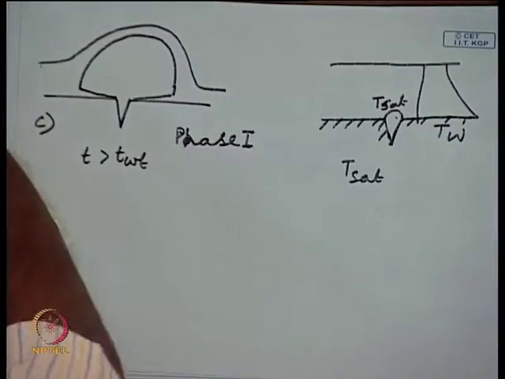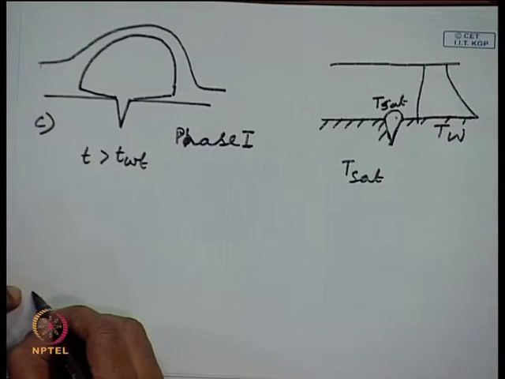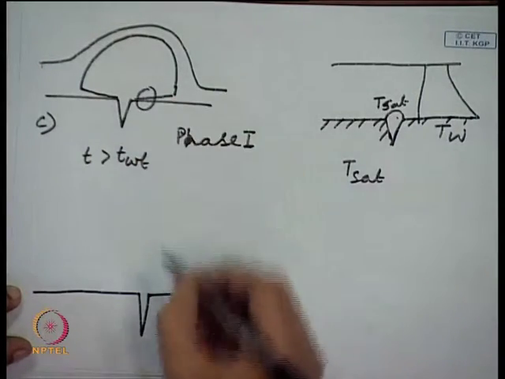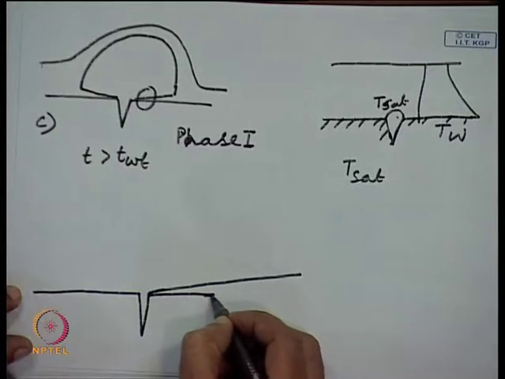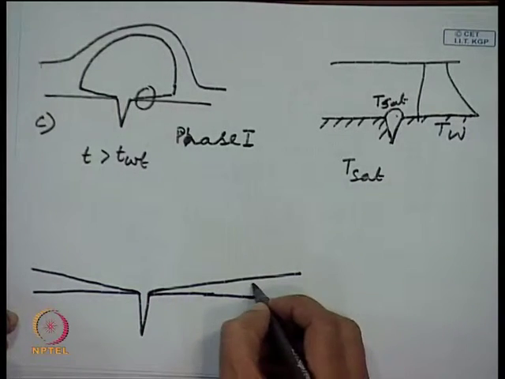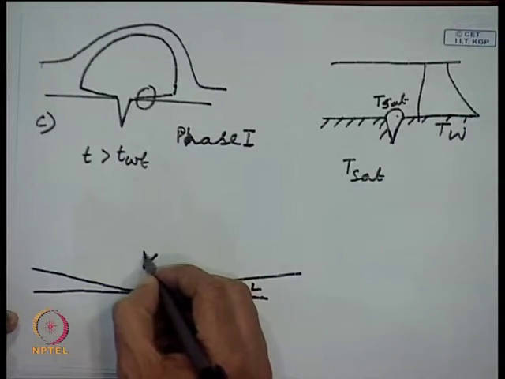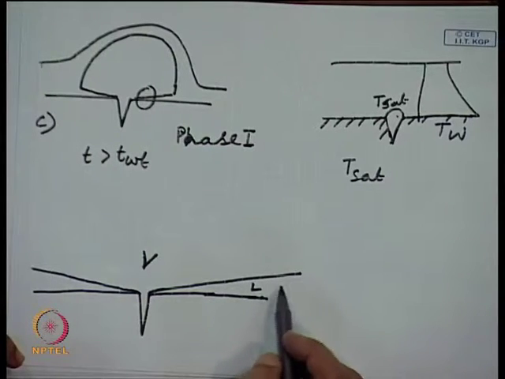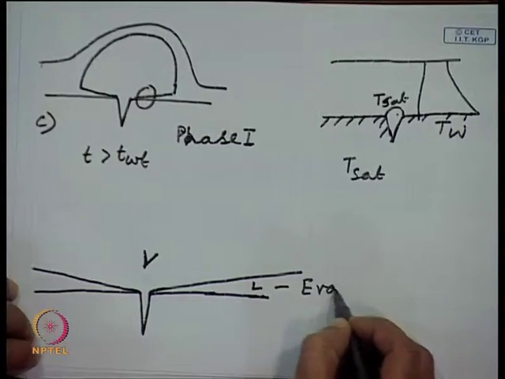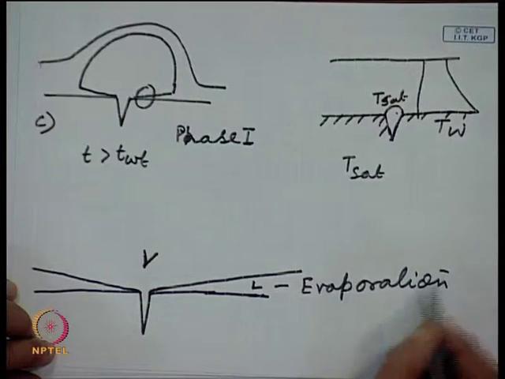But the bubble shape will be a kind of mushroom shape or hemispherical shape, the way I have shown. All right. Let me draw it in a bit more detailed manner. If I draw it in an exaggerated manner, you will get some sort of liquid over here, and this is your vapor. So, basically you can imagine that you are getting some sort of wedge-kind of shape, and this is called the evaporation microlayer.